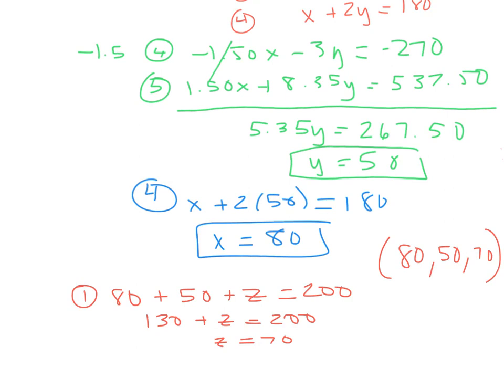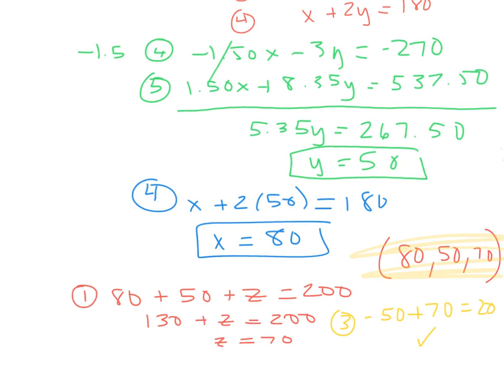Now, if we want to check, then we need to go to a different one. We could plug it into 2, but I'm not going to mess with that. How about number 3? Negative y plus z, the opposite of y would be negative 50 plus 70. Does that equal 20? And yes, it does. So I would assume we are correct. So we're just going to color that in, and it's 80, 50, and 70.